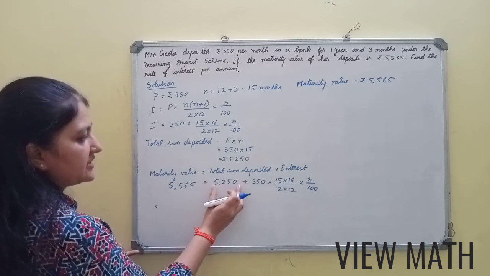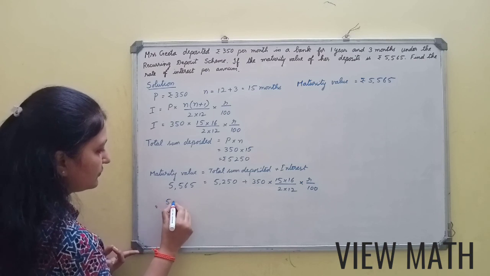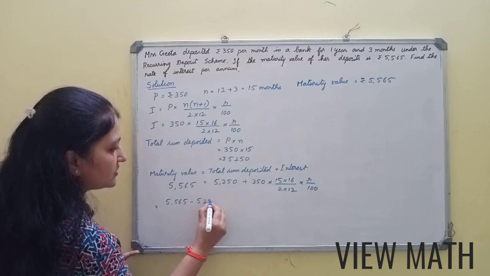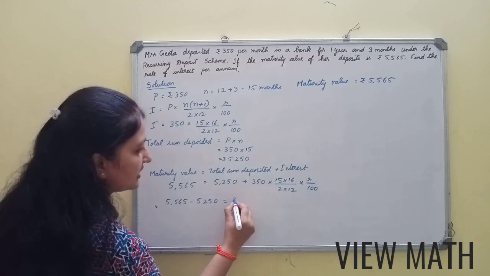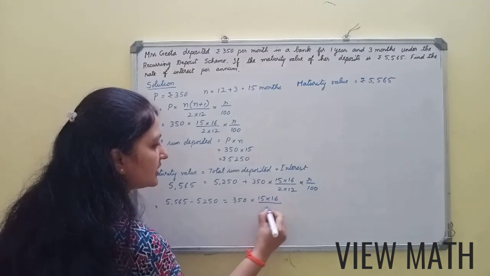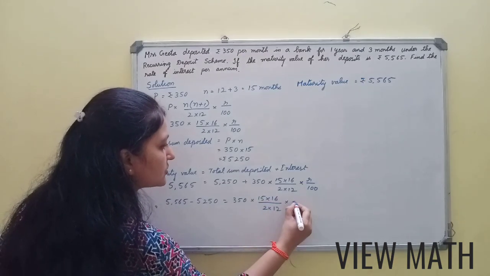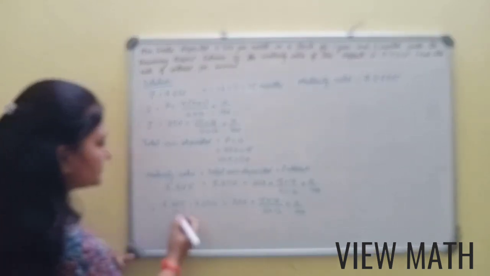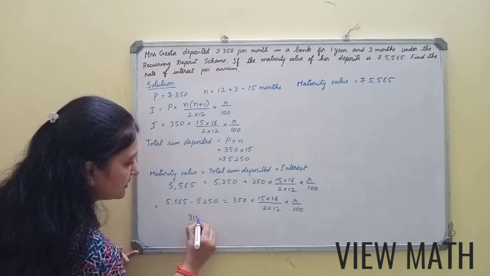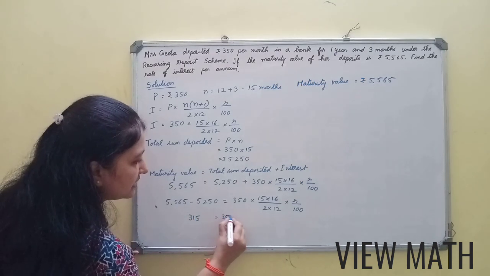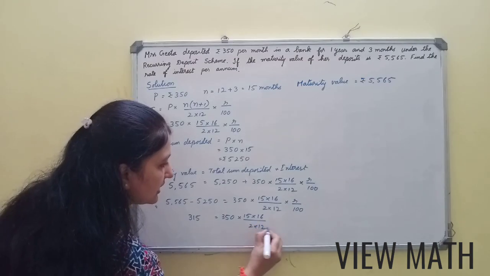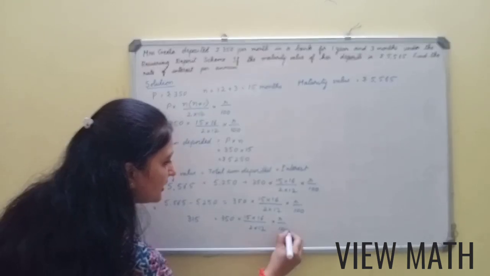5,565. Now let me take this to the other side. So 5,565 minus 5,250. Remaining let me write as it is: 350 into 15 into 16 divided by 2 into 12 into R by 100. If I subtract, I will be getting 315 is equal to 350 into 15 into 16 divided by 2 into 12 into R by 100.